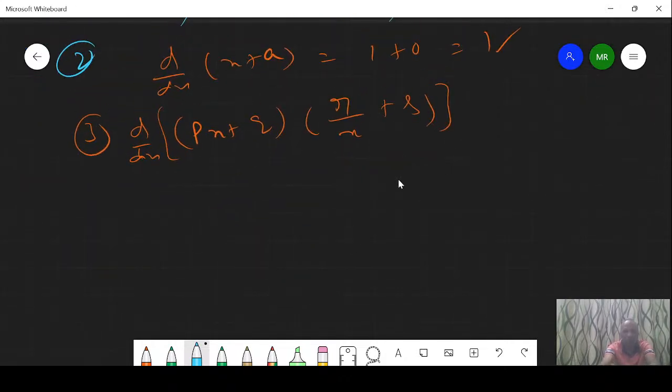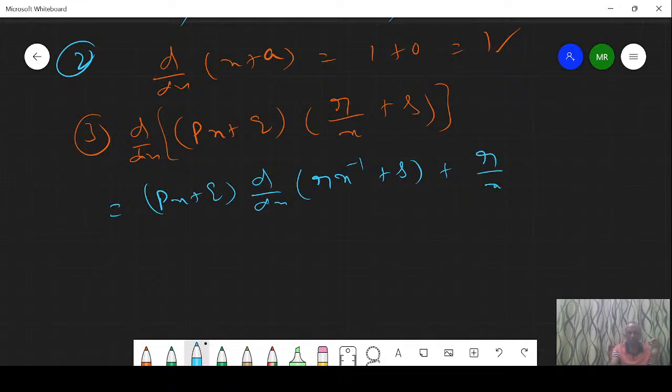I am going to use the product rule here. When using the product rule uv, what is the product rule? First into derivative of second plus second into derivative of first. So I can write first into d by dx of second. This is r into x power minus 1 plus s, plus second, r by x plus s, into d by dx of px plus q.